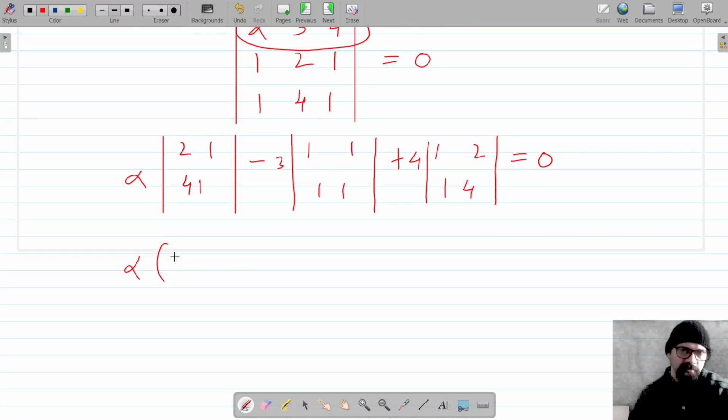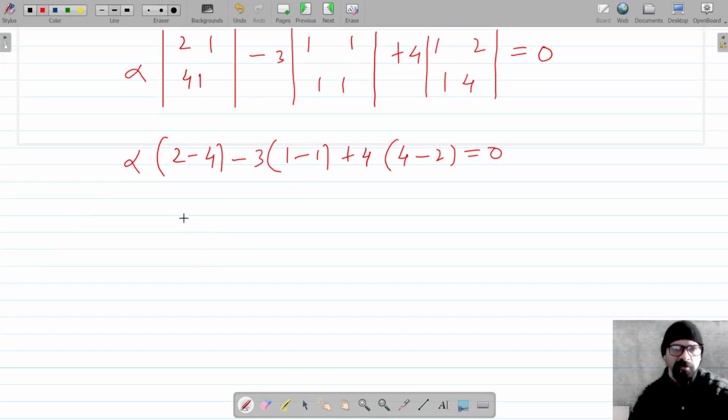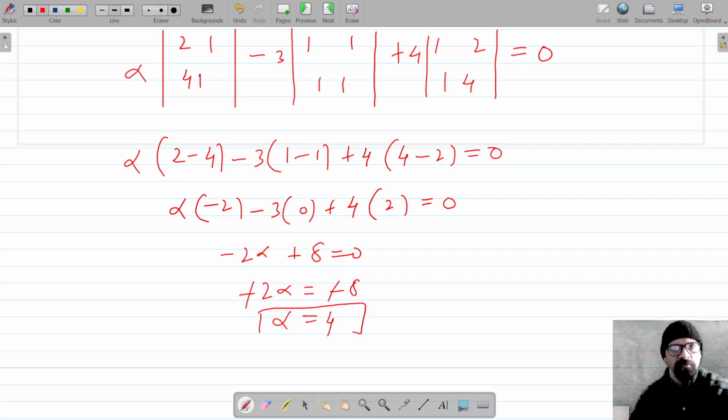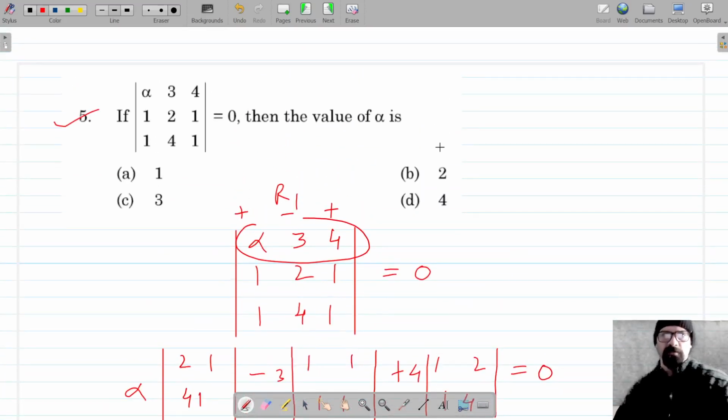This is alpha into 2 minus 4, minus 3 into 1 minus 1, plus 4 into 4 minus 2 is equal to 0. And this is alpha into negative 2, minus 3 into 0, plus 4 into 2 is equal to 0. So this is negative 2 alpha plus 8 equal to 0, which gives me negative 2 alpha is equal to negative 8, and alpha should be equal to 4. So that means D is the answer for this one.